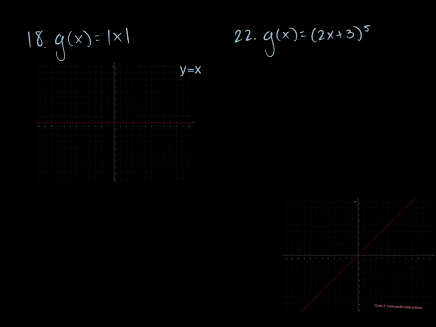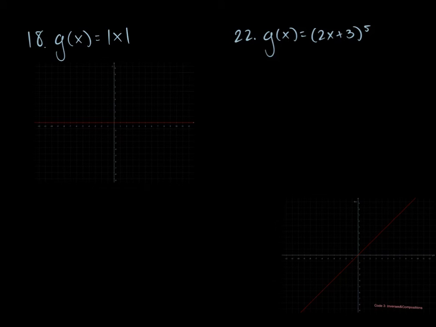Okay, last two. Let's look at 18. 18, we have g of x is equal to the absolute value of x. Okay, so on 15 through 21, there's not a guarantee that there's an inverse. In 11 and 13, they just told you to find the inverse, so you could assume there was one. But for 15 through 21, they say graph your equation first and then see if it has an inverse by using the horizontal line test. So we're going to graph g of x first.